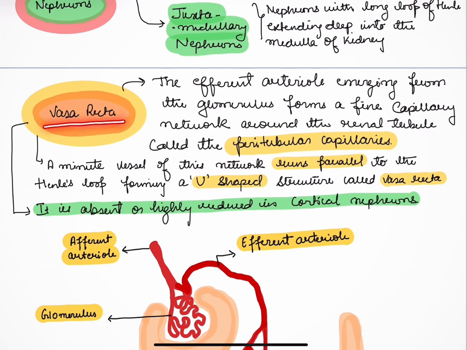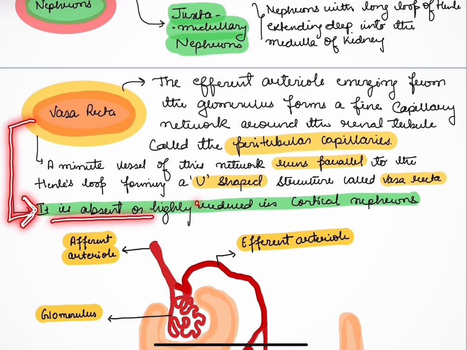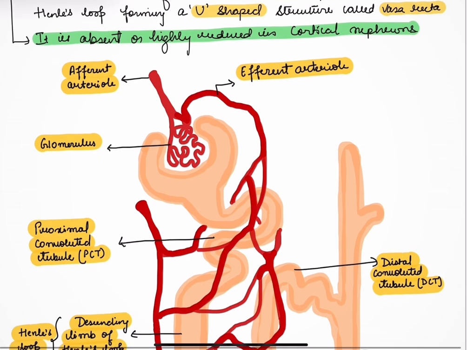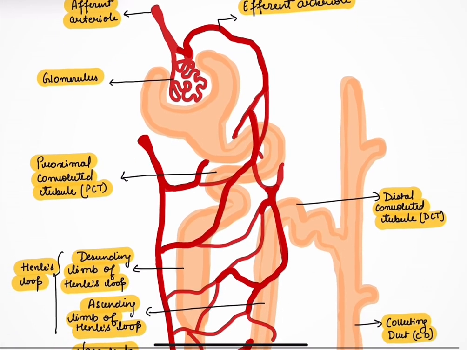What are these vasa recta exactly? So they are minute vessels of this network and they run parallel to the Henle's loop, and they also form a U-shaped structure called the vasa recta. And one characteristic feature of the cortical nephrons is that the vasa recta is absent or highly reduced in the cortical nephrons. So we'll be discussing these structures in detail in the upcoming sessions.